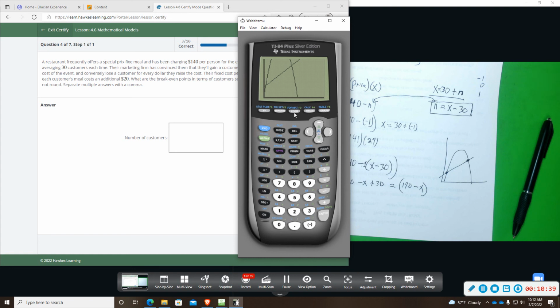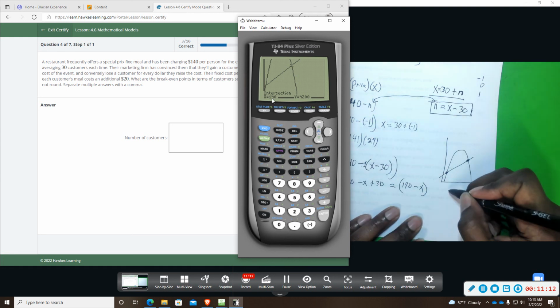So what I'm going to do is I'm going to go to second and calculate. And I want to find option number 5, intersection. So I'm going to go down and hit 5. And my calculator says first curve, and it's showing me that equation. I'm going to hit enter. And then it says second curve. It's showing me the other equation I put in. I'm going to hit enter. Then it says, do you want to guess? I'm just going to hit enter. If you have a different calculator, or if you use a phone app, it may say left bound and right bound. All right, so right now, we're going to break even at 140 customers, which I'm going to write down, 140.